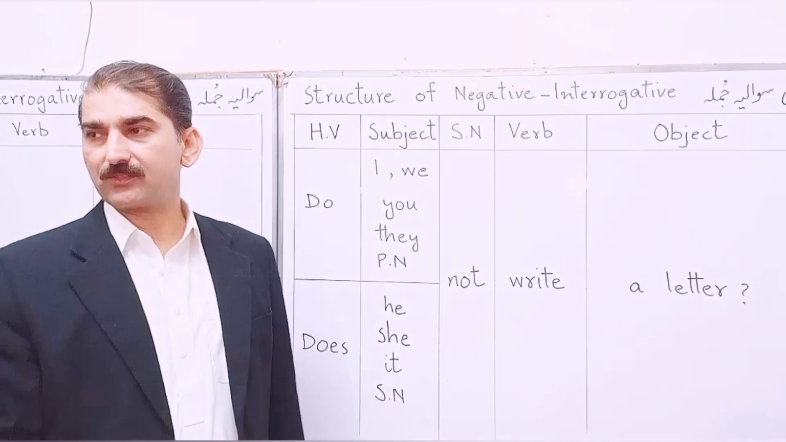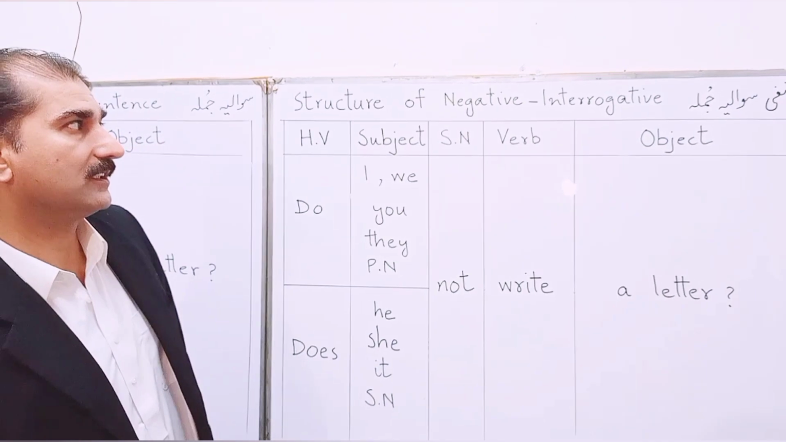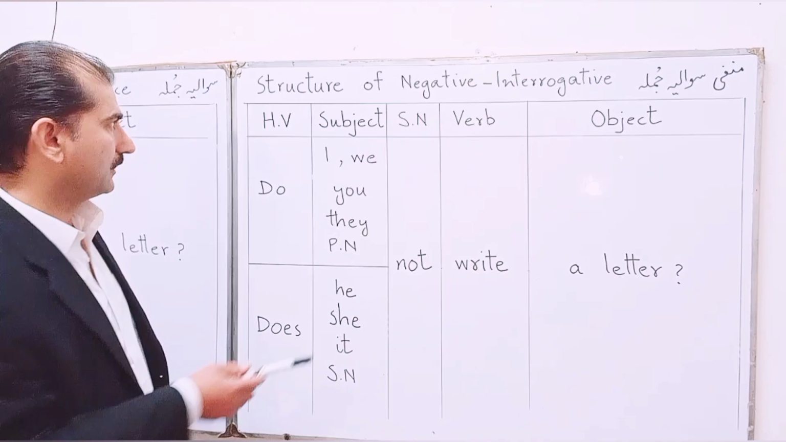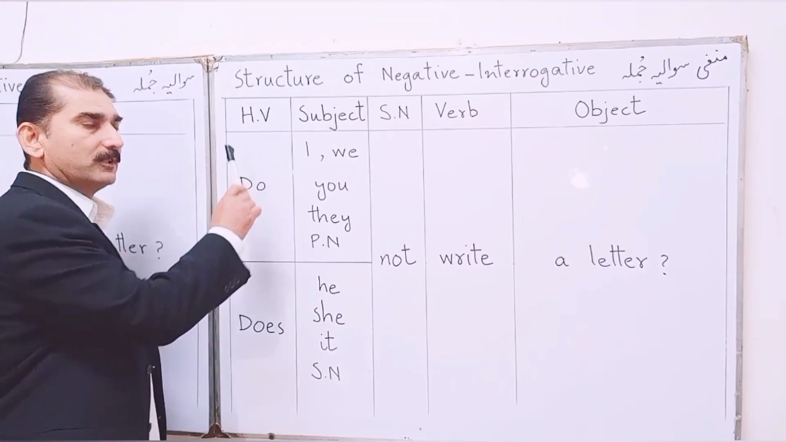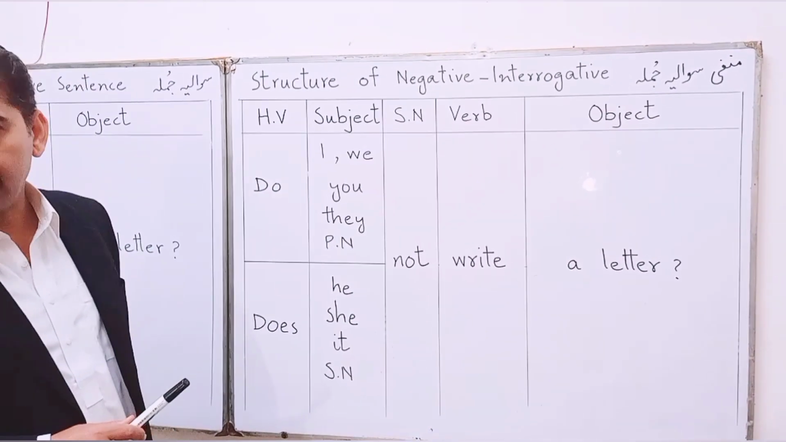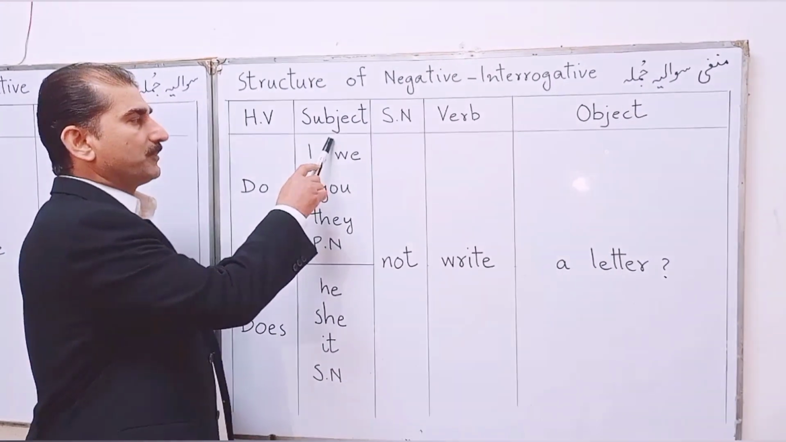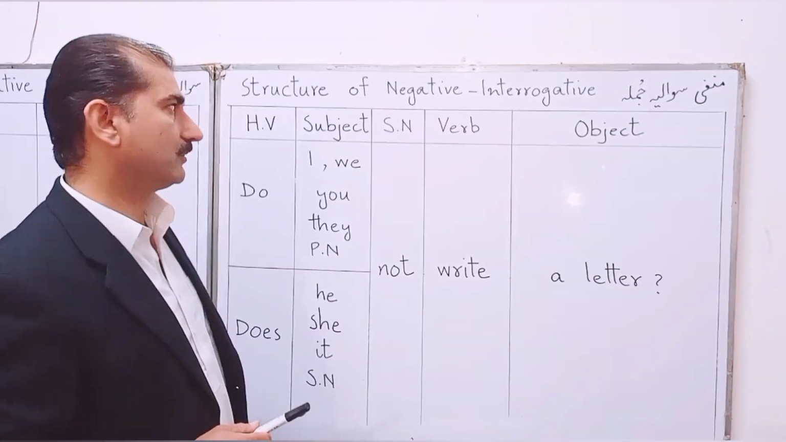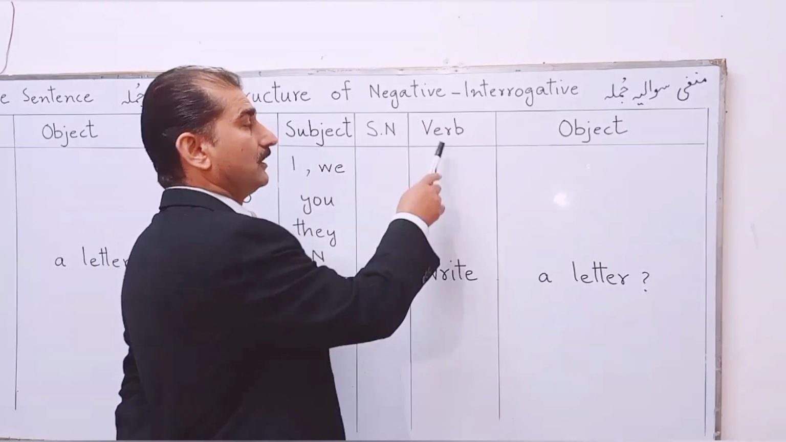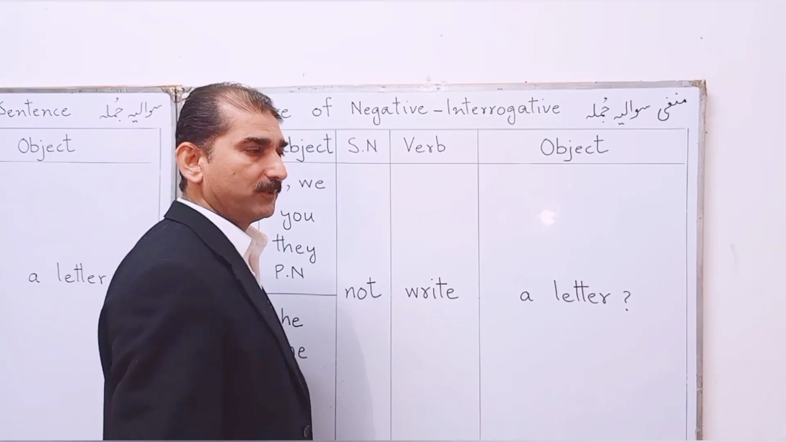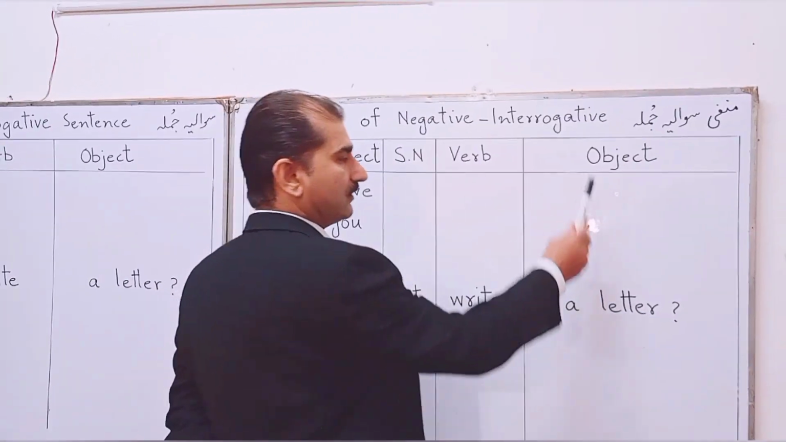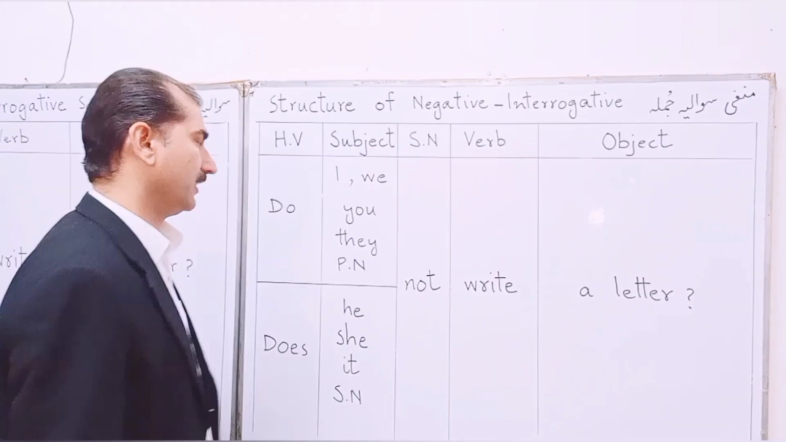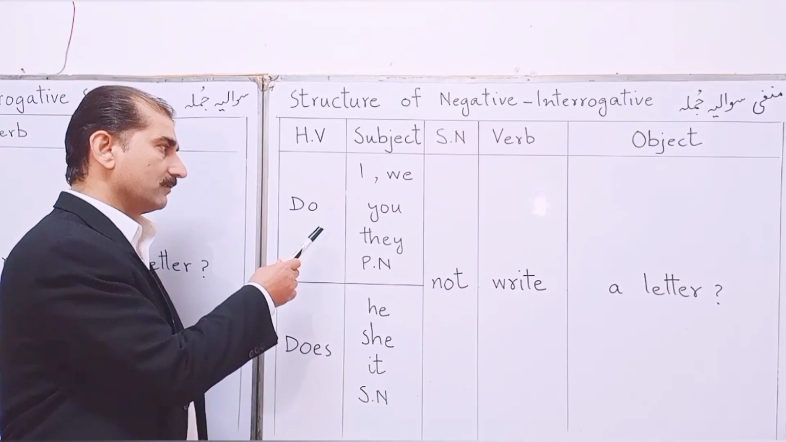Now pay attention to the structure of negative interrogative sentence in present indefinite tense. उर्दू में अगर हम इन्हें कहें तो ये मनफी सवालिया जुमले बनते हैं. In negative interrogative sentence, we will use the helping verb do or does at the beginning of the sentence. Helping verb will be followed by the subject. After that, we will use the sign of negation or negative sign, which is almost not. After that, verb will be used in present form, and at the end, the object, and at last we will put an interrogative sign over here. Now pay attention to this structure.